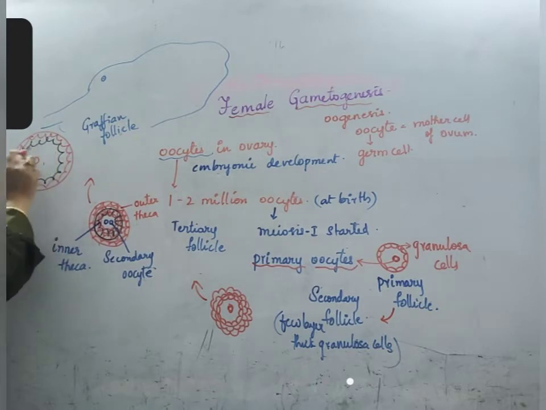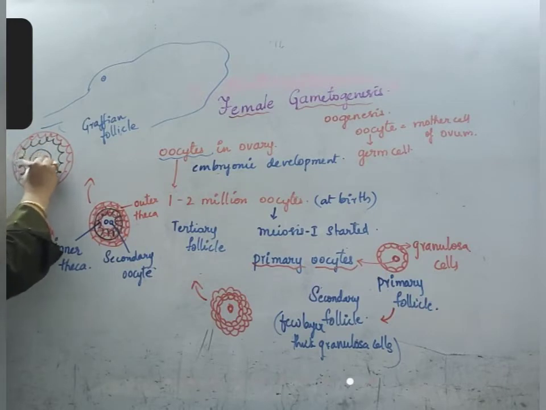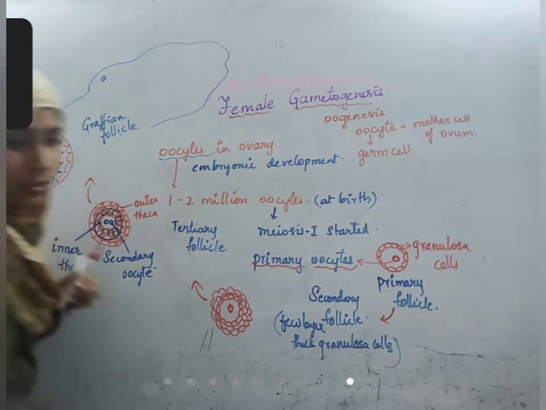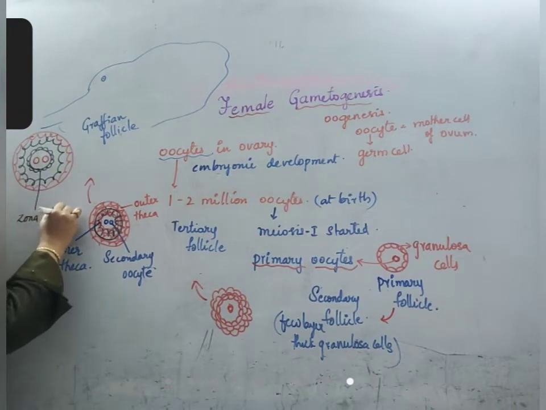Among these, only one is fully formed, one is active, that means after meiosis 1, and around this a layer develops. This layer of cells is called the zona pellucida.